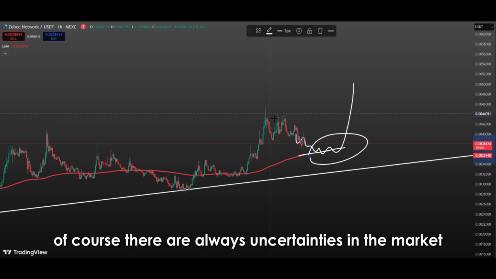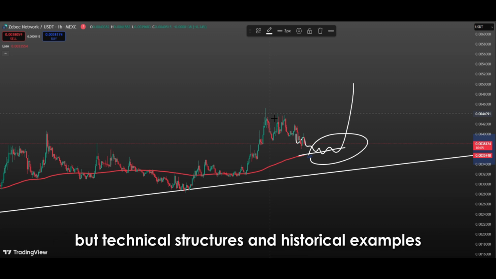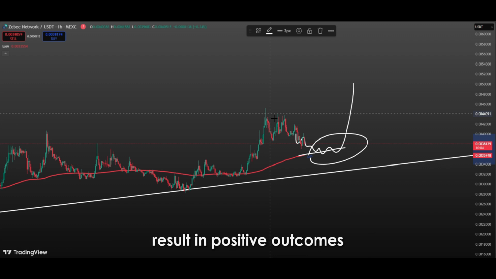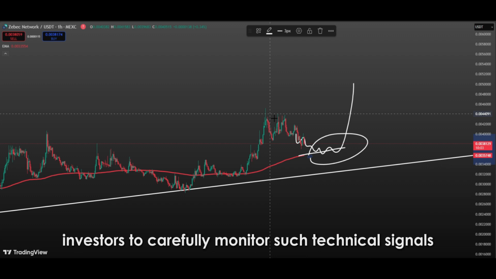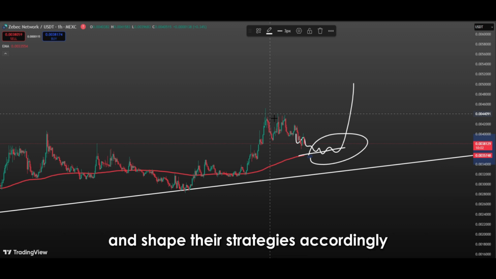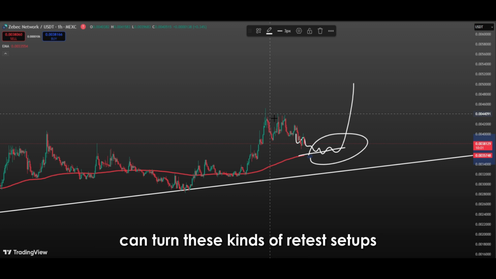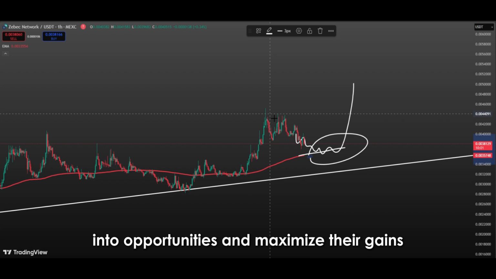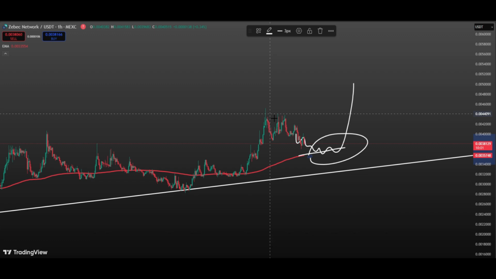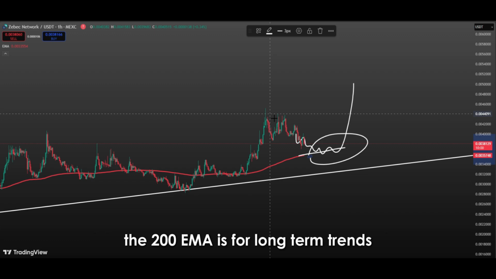Of course, there are always uncertainties in the market, but technical structures and historical examples show that such movements generally result in positive outcomes. Therefore, it is very important for investors to carefully monitor such technical signals and shape their strategies accordingly. Especially patient and disciplined investors can turn these kinds of retest setups into opportunities and maximize their gains. The 200 EMA is for long-term trends.